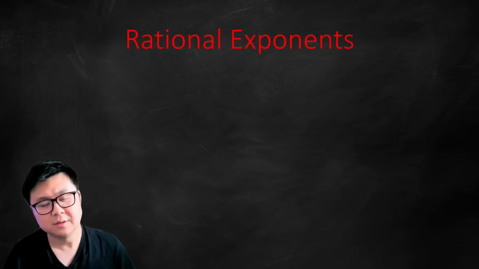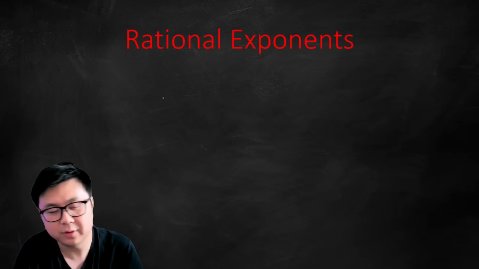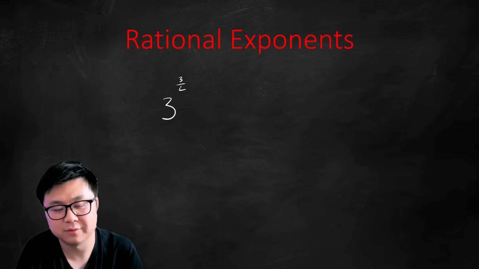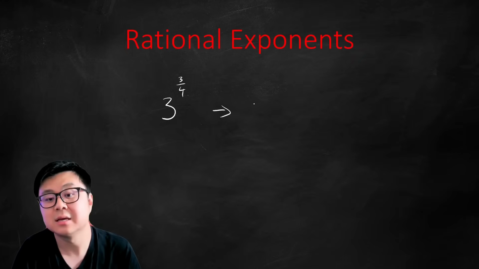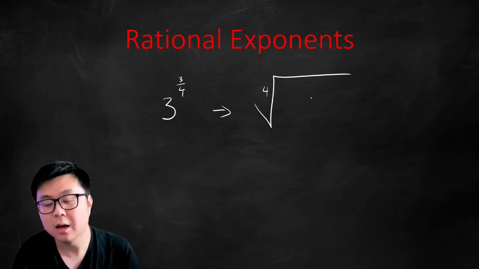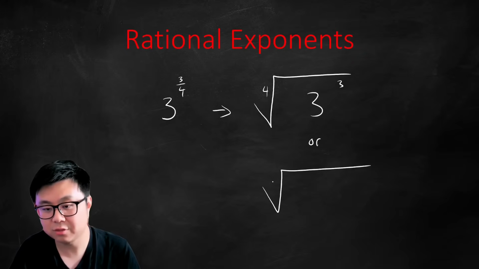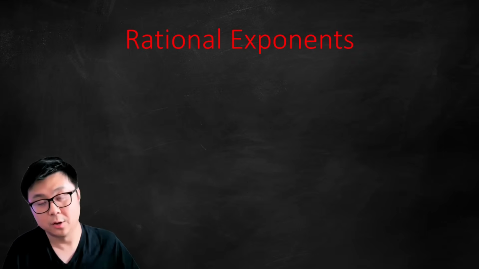Let's take a look. The first one is rational exponents. For example, if you were to have something like 3 to the power of 3 over 4, that can be written as the 4th root of 3 to the power of 3, or you can write it as the 4th root of 3 and then all to the power of 3. We can also go backwards.